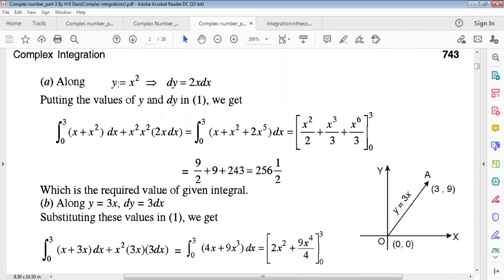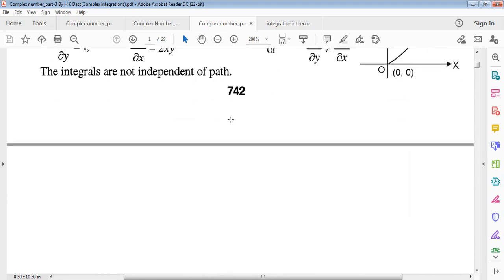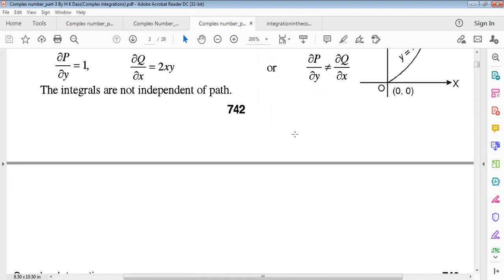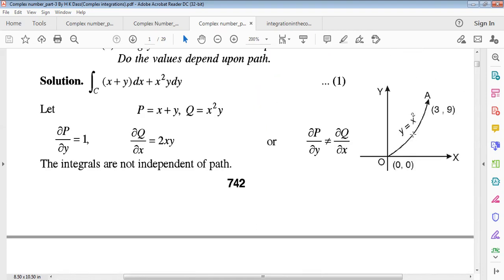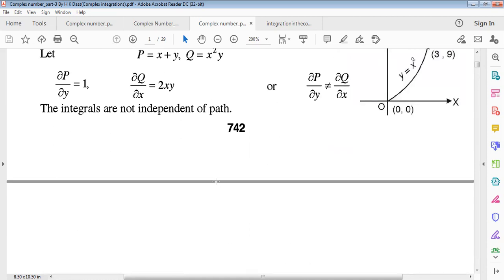We have proved that. Now, for the first part, along y equals x square. This is the curve y equals x square, starting from (0,0) and ending at the point (3,9). On the x-axis the x value is 3 and the y value is 9. This is the ending point A, (3,9). So we have to find the integral from (0,0) to (3,9), that means along OA.